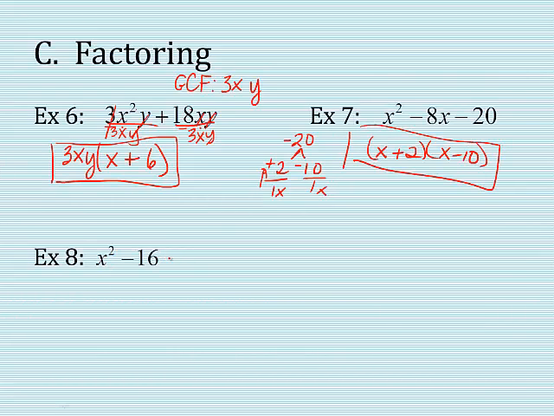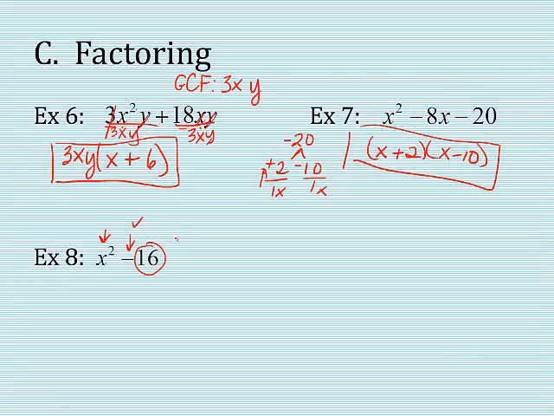Last example. This is not a trinomial. It's 2 terms, but it's still x squared. So if you see an x squared and there's only 2 terms, look and see if there's a minus. If there's a minus, then it might be a difference of squares. Look at this last term. If it's a perfect square, then it is a difference of squares.